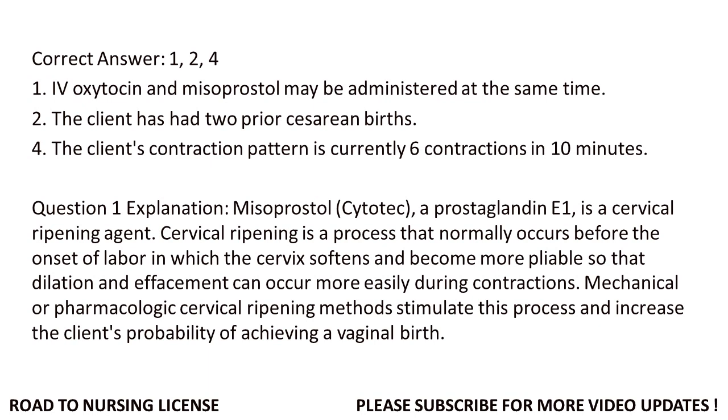Question 1 Explanation. Misoprostol, Cytotec, a prostaglandin E1, is a cervical ripening agent. Cervical ripening is a process that normally occurs before the onset of labor in which the cervix softens and becomes more pliable so that dilation and effacement can occur more easily during contractions. Mechanical or pharmacologic cervical ripening methods stimulate this process and increase the client's probability of achieving a vaginal birth.